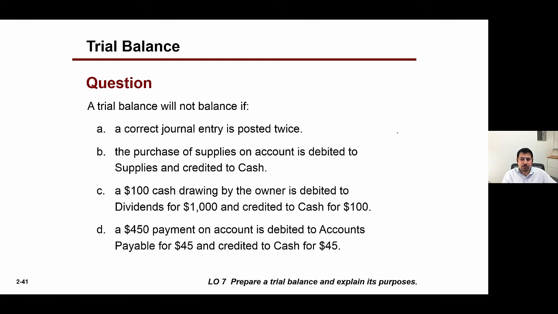So in this case, like this question: a trial balance will not balance if a correct journal entry is posted twice; the purchase of supplies on account is debited to supplies and credited to cash; $100 cash drawing by the owner is debited to dividends for $1,000 and credited to cash for $100; the $450 payment on account is debited to accounts payable for $45 and credited to cash for $45. Which one is the wrong one?